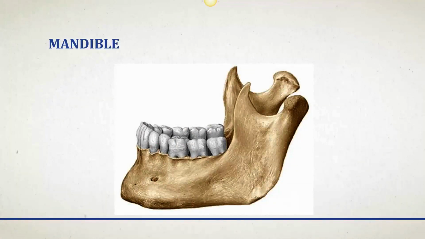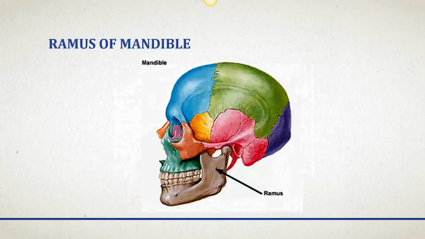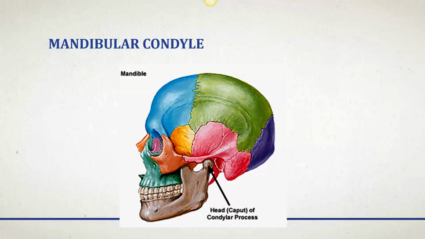The mandible. The mandible is the lower jawbone. There's a few different parts. The ramus of the mandible is kind of this angular region. The mandibular condyle is right here. It sits in the mandibular fossa of the temporal bone.